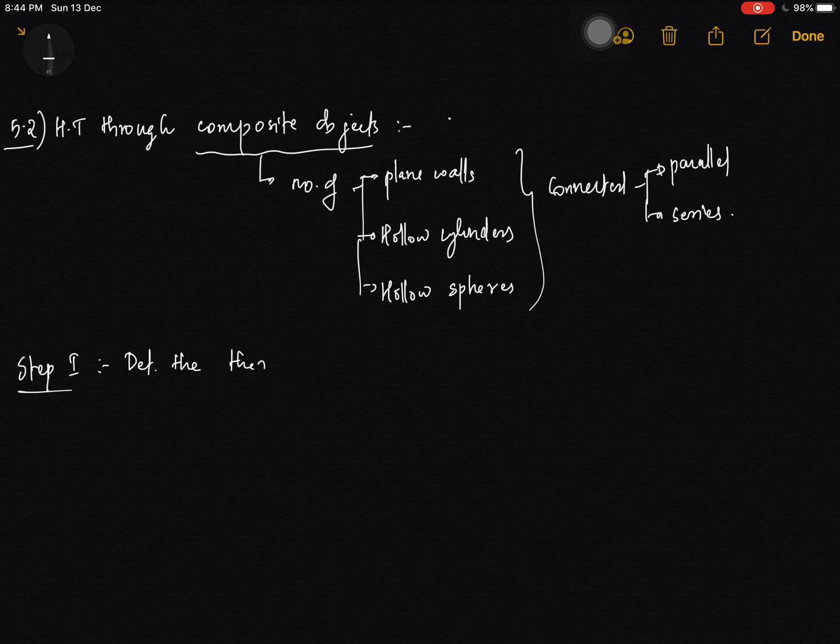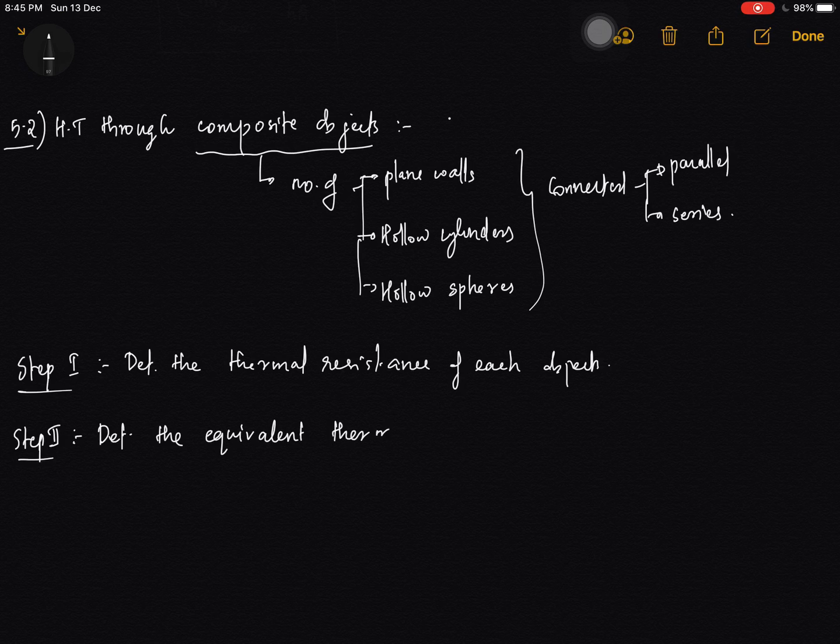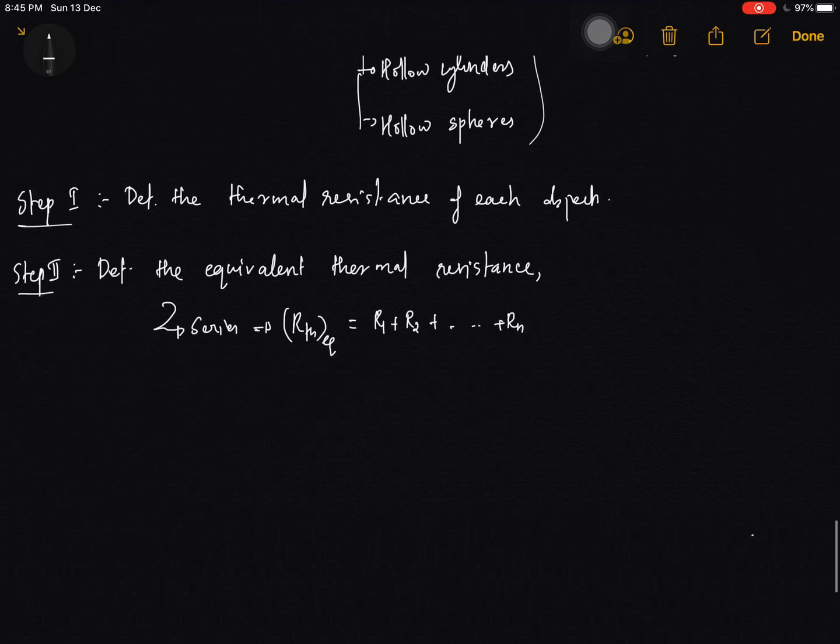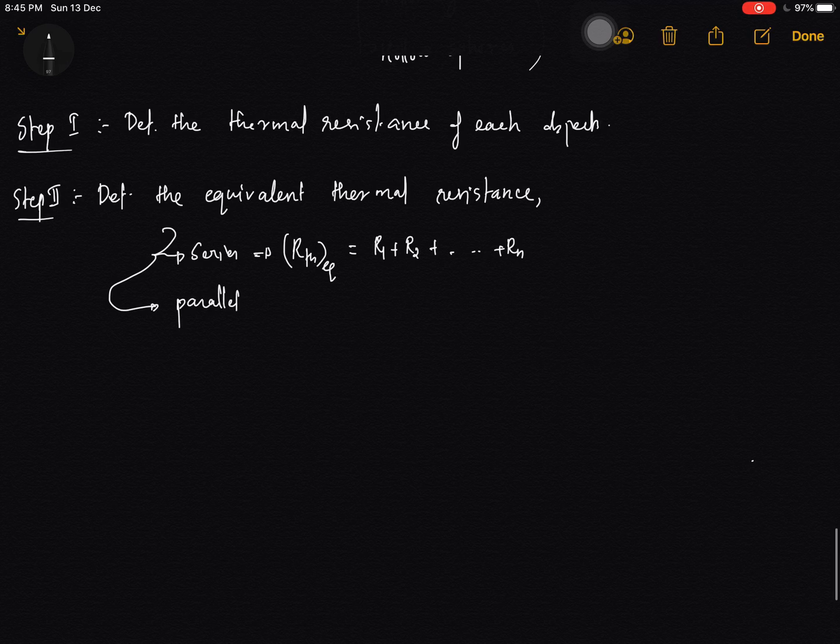Okay, so the steps that we have to follow are as follows. Step number 1: determine the thermal resistance of each object. Step 2: determine the equivalent thermal resistance. For a series combination, R_th,equivalent is R1 plus R2 plus etc. plus Rn. For a parallel combination, 1 by R_th,equivalent is equal to 1 by R1 plus 1 by R2 plus etc. plus 1 by Rn.